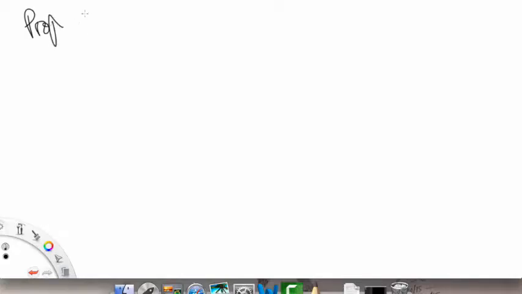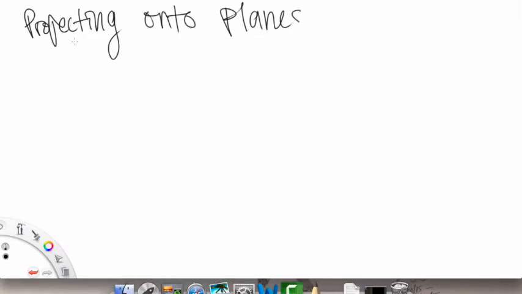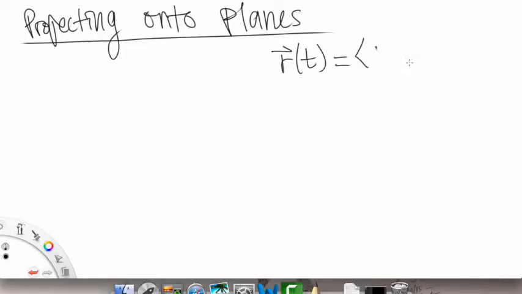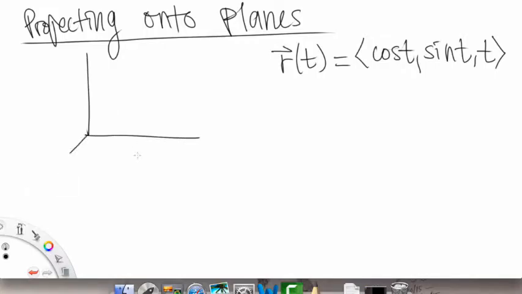So projecting onto planes. Okay, and here again we don't mean airplanes. We just mean two-dimensional flat surfaces. Okay, so let's say we have a certain r arrow of t, and that is given by cosine t, sine t, and t as our z component. Okay, so this actually looks like somewhat of a spiral.